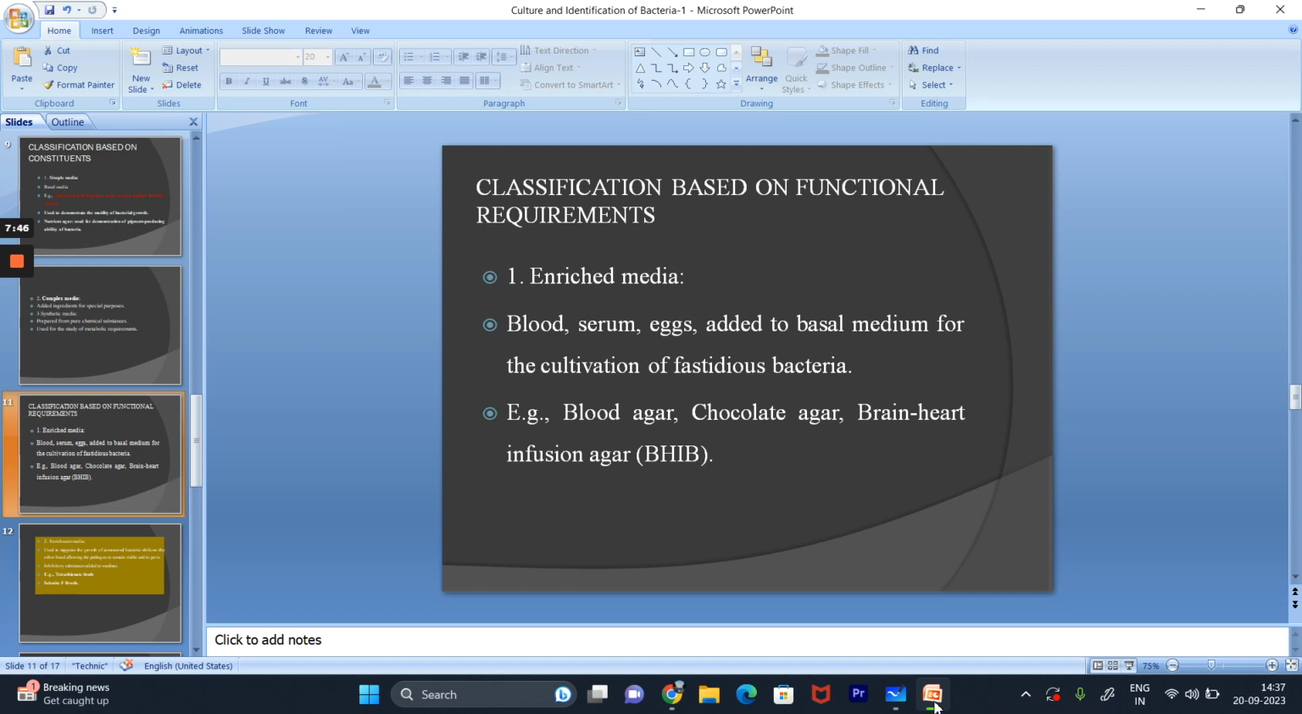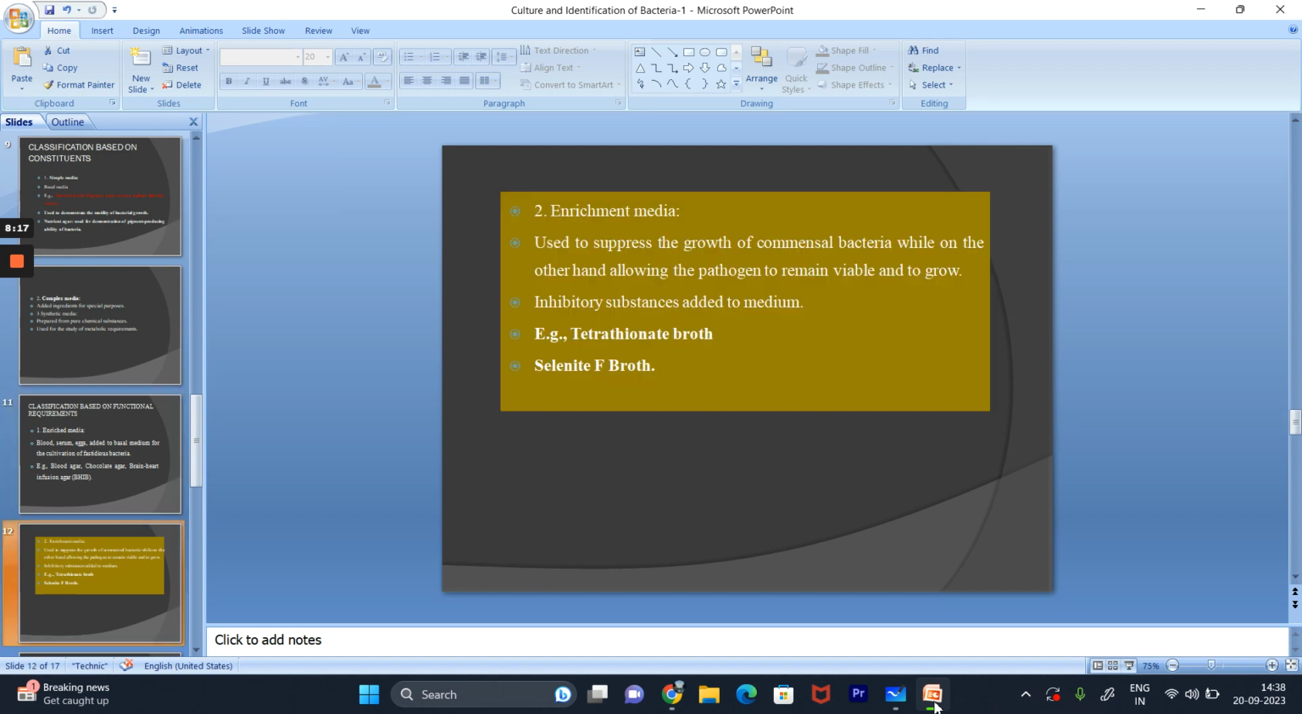Third one is the brain heart infusion broth medium. It is a highly nutritious medium, or we can say buffered fluid culture medium, which is prepared by non-enzymatic infusion from calf brain and cow heart, and added with peptone and dextrose medium, and it is best suitable for the cultivation of fastidious organisms.